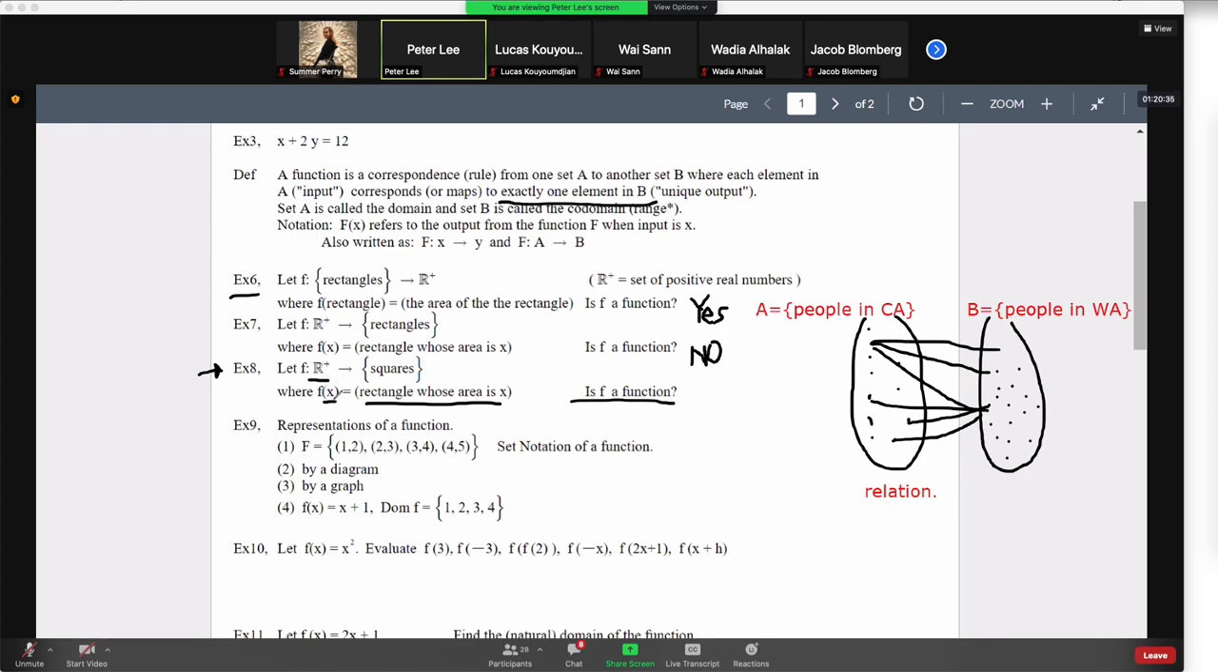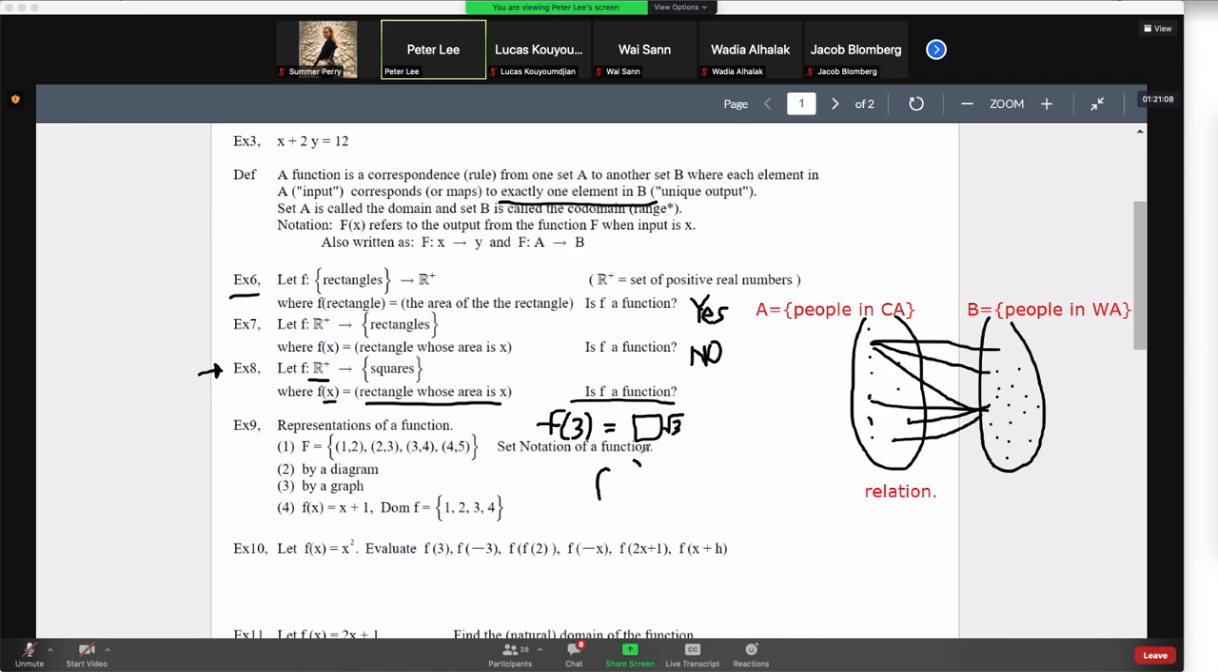Now, given any positive real number, is there one square whose area is that number x, or are there many squares with area x? So let's say I give you f of 3, for example. The input is a number in this case. So let's say the input is 3, and now what is f of 3? f of 3 must be a square. What kind of square? What are the sides of the square? That will be square root of 3 by square root of 3.